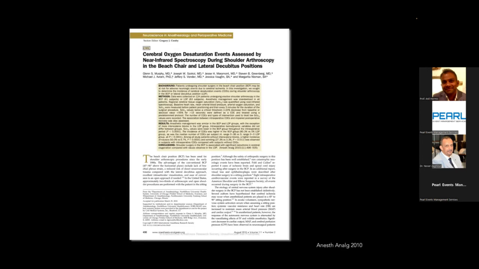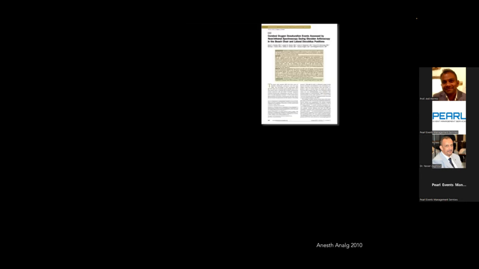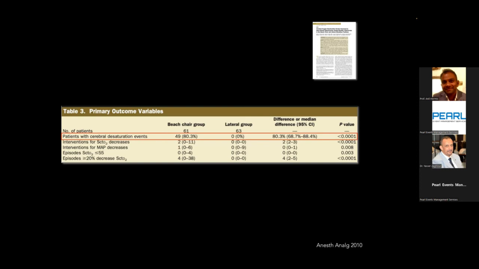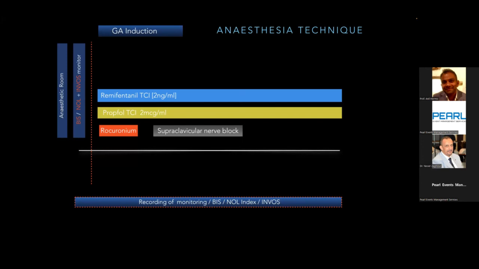So I would just want to spend a couple of slides just talking about cerebral oxygenation, really, because what we do know is that when we sit patients up in the beach chair, we can decrease the blood flow to their brain, and therefore we can put them at risk of having cerebral events. And this particular paper from Anesthesia & Analgesia showed that patients who were in the beach chair group there in the red box had a very high incidence of cerebral desaturation, up to 80% in this group. And that can be a real problem.